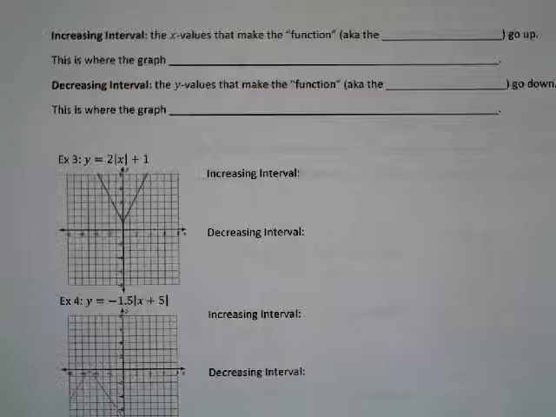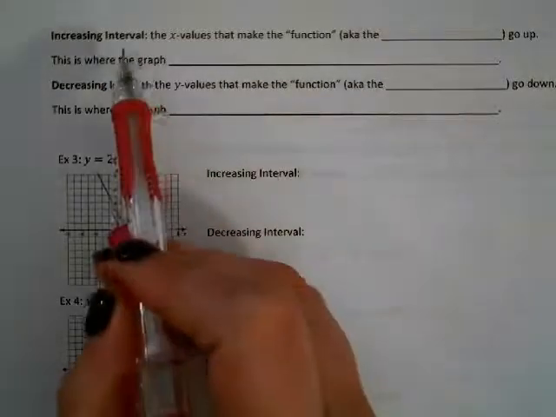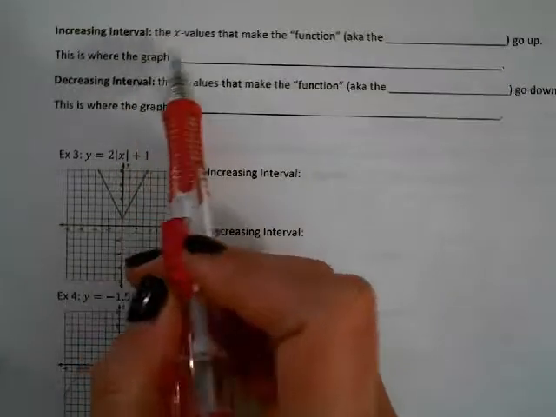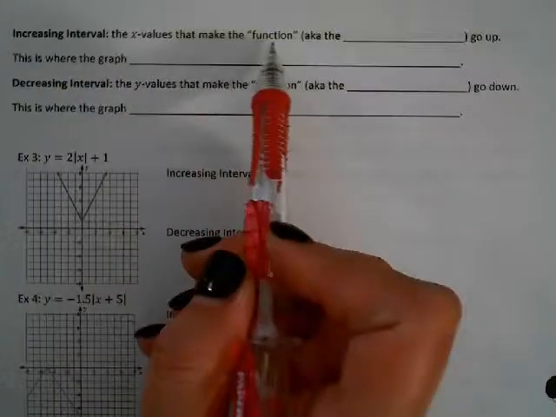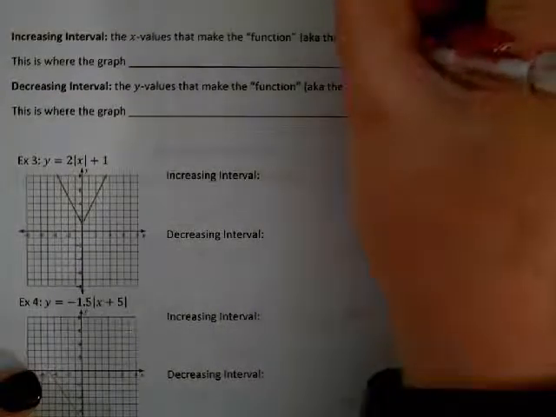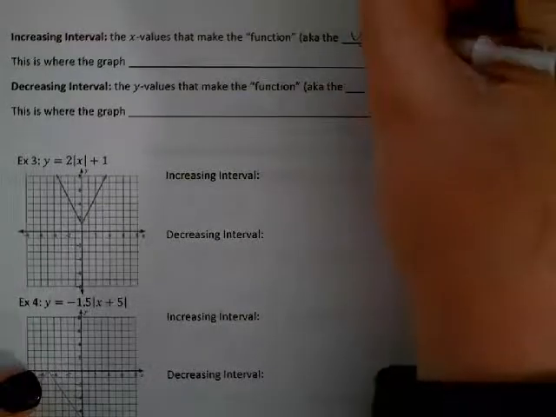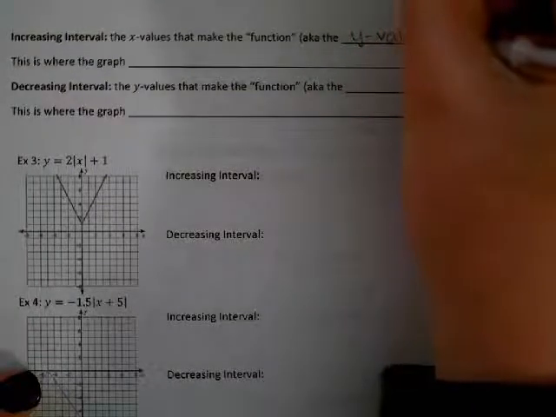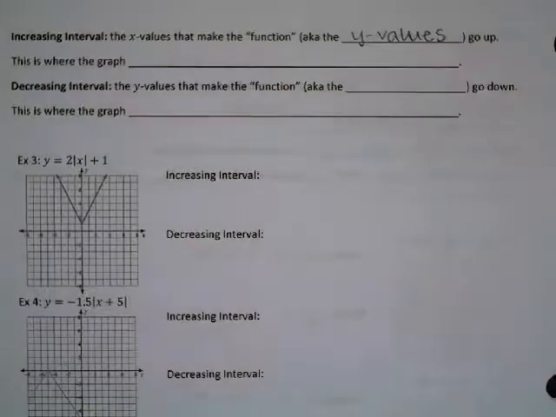Okay? All right. So increasing and decreasing interval. The increasing interval is the x values that make the function, and whenever we talk about the function, we're talking about the y values, because they always say the function equals this, and when they write it, they say y equals this. So whenever they're writing it like that, Alex, you want to get your notes out? Because we're taking notes. So whenever they say the function equals something, they're saying the y equals something. So whenever they say the function, they really mean the y value.